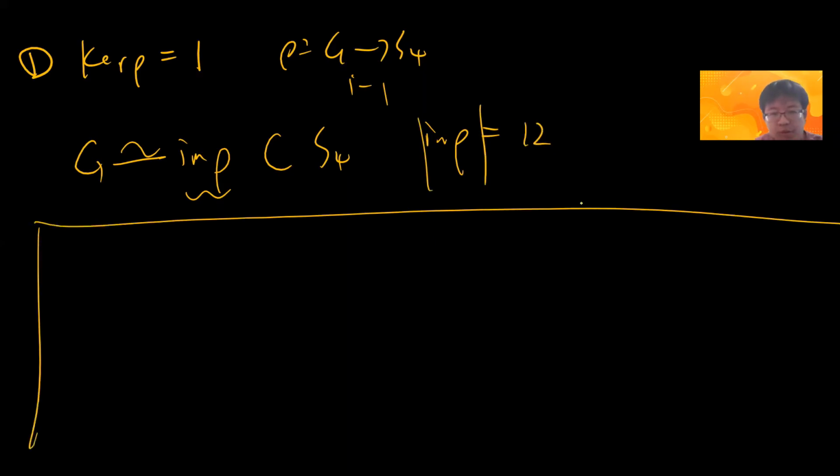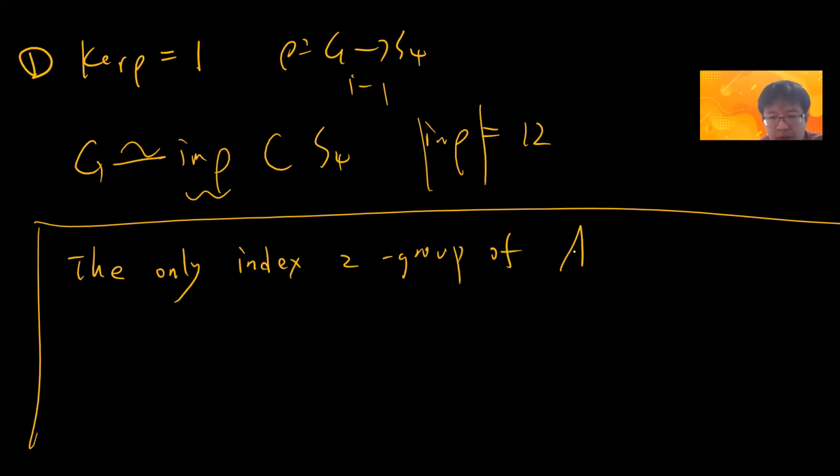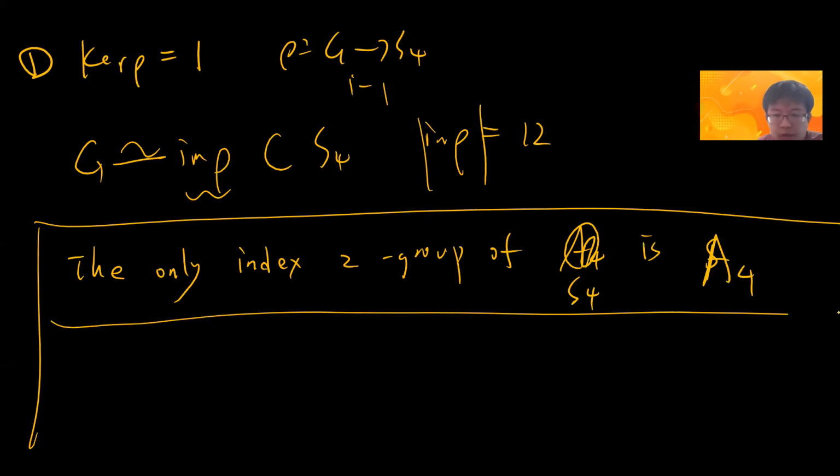Okay, so the theorem related to the symmetric group is that the only index 2 subgroup of S4 is A4. Yeah, there are two ways to prove it. So let me just quickly say one way.